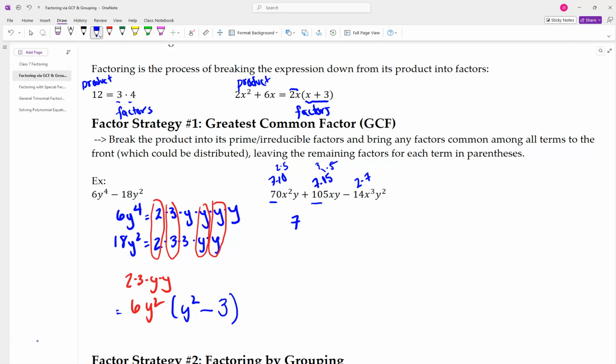And then I'm going to look at the variable expressions. There's x squared, a single x, and an x cubed. They all have at least one x in common. And then with the y's, I see y squared. They all have a single y.